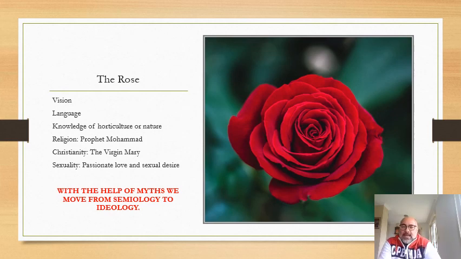Let's focus on the case of the rose. Now we are moving from the first order system to the second one, that is to say, from the tangible understanding to the myth-making procedure or perspective. Now the rose, as you can see the visual here, is a vision, first of all.